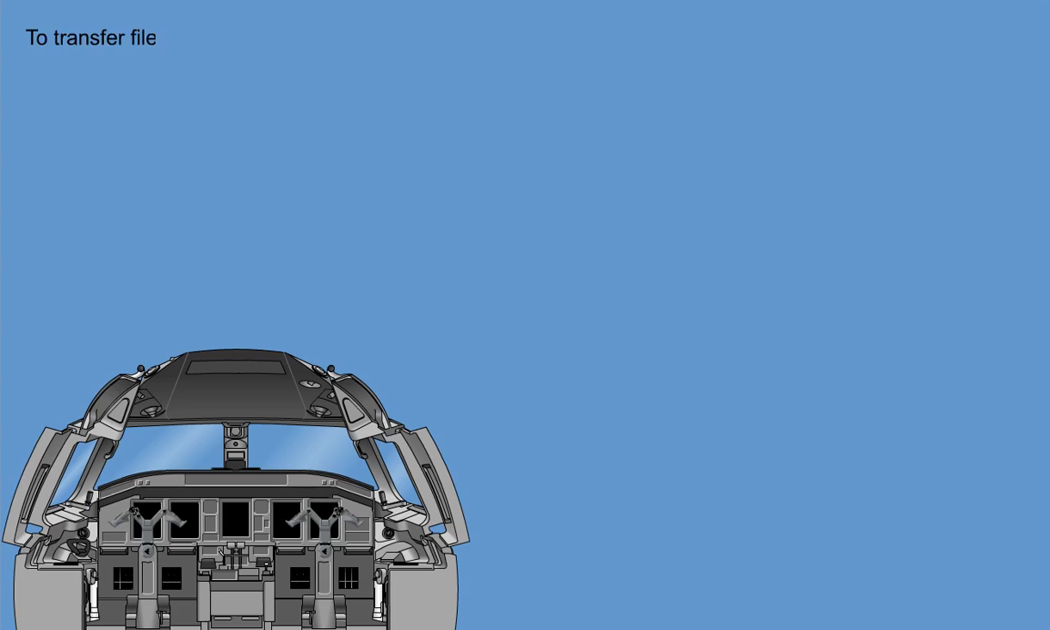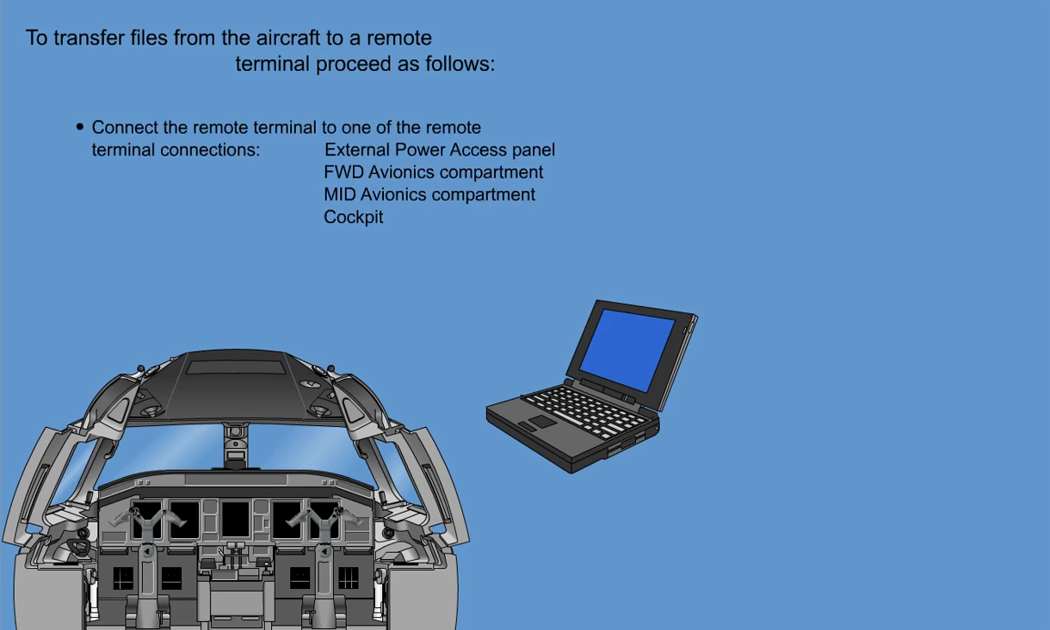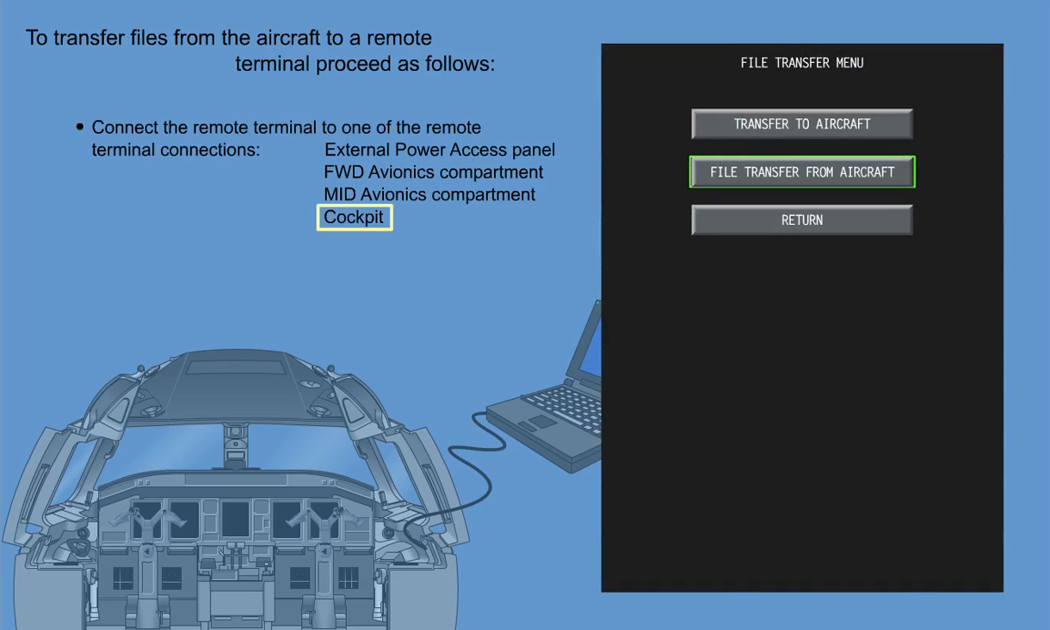To transfer files from the aircraft to a remote terminal, proceed as follows. Before starting the procedure, make the aircraft safe for maintenance. Connect the remote terminal to the LAN port, to one of the remote terminal connections. Energize the remote terminal and start the appropriate software.